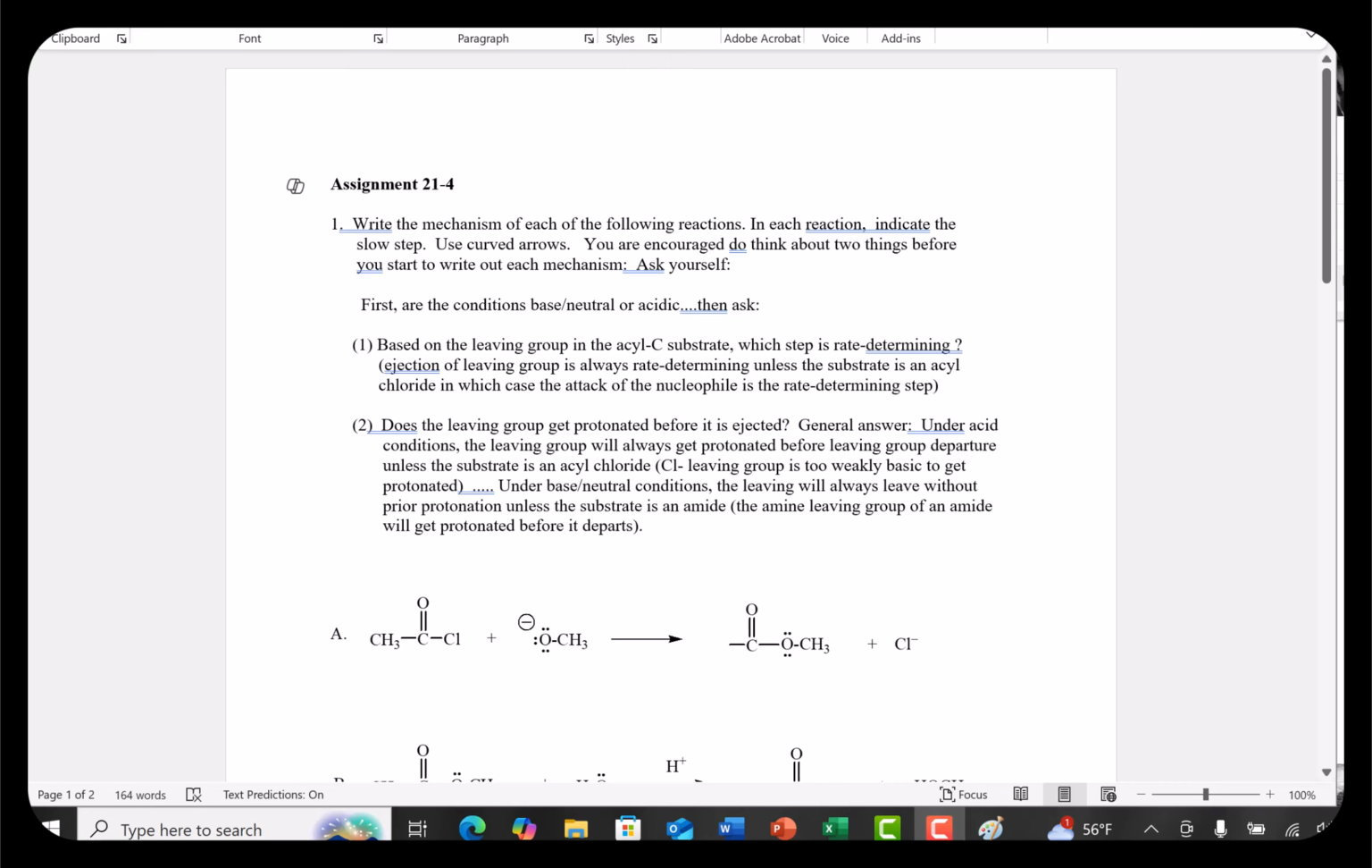So the mechanism for an acid chloride reaction, it's not the ejection of the leaving group that's rate determining. It's actually the attachment of the nucleophile to the carbon. That's essentially the first step. So that's something to keep in mind.